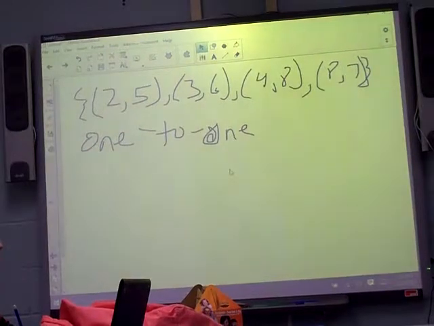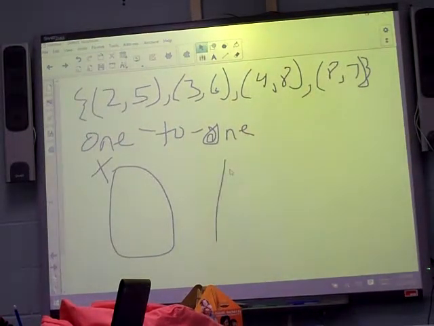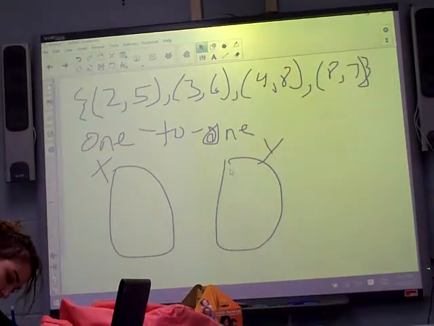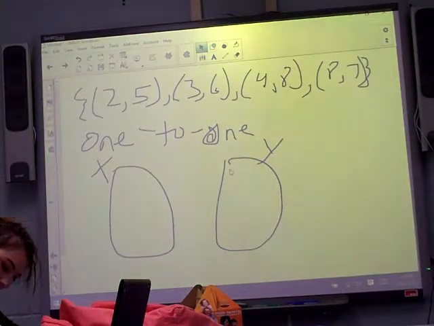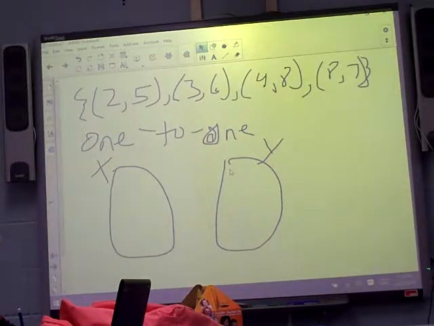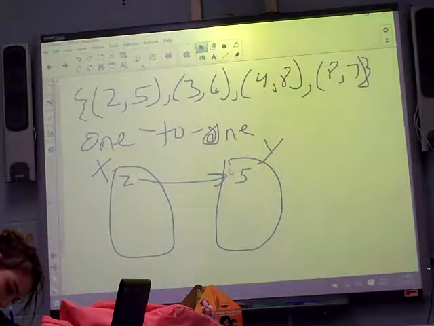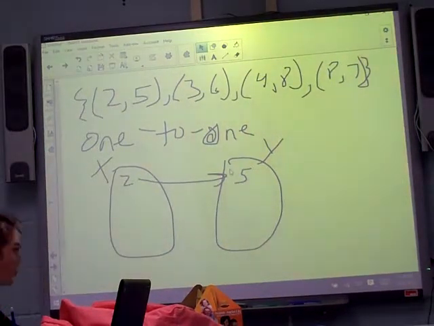Something that helps me decide this is to make what we called in middle school a mapping. I'm going to put all my x's in the x bag, and all my y's in the y bag, and I'm going to hook them up. I'm going to draw an arrow to hook them up. My first x in the ordered pair is a 2, and it hooks up to the 5 in the y. This is called a mapping. That's what I'm mapping out here.